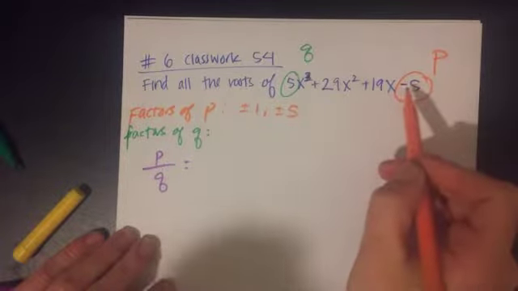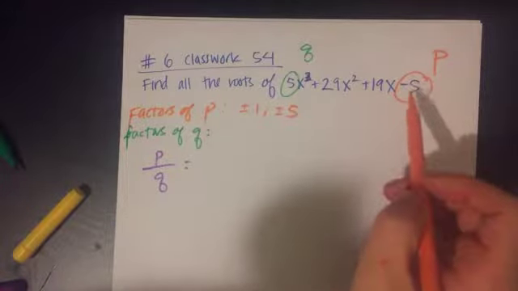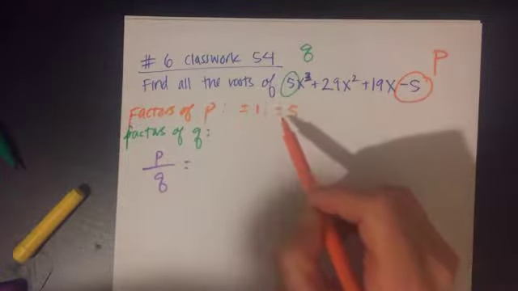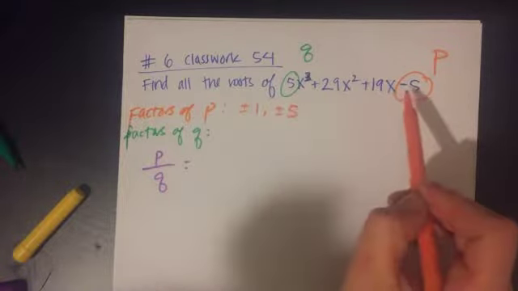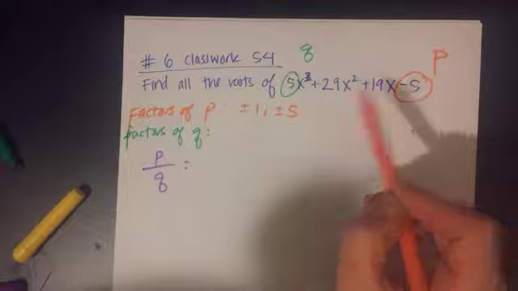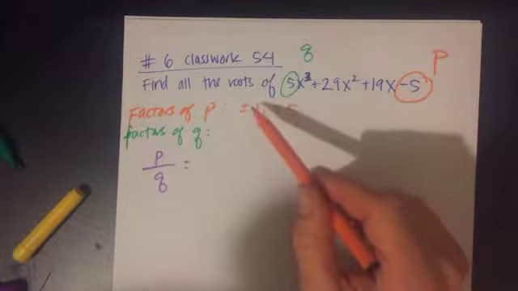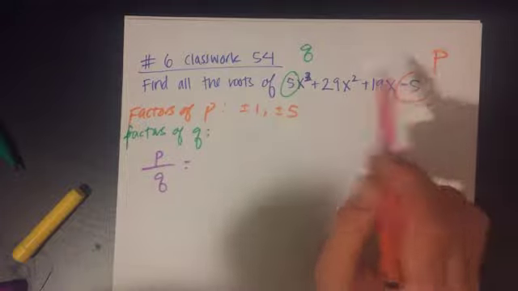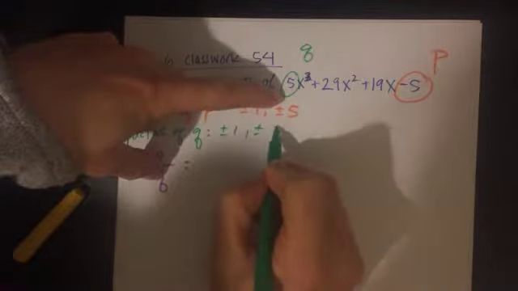A lot of you in class weren't sure if the negative affected anything. It doesn't, because think about it. 1 times negative 5 is negative 5. Or you could do negative 1 times positive 5 is negative 5. Or negative 1, positive 5, positive 1, negative 5, etc. So being negative doesn't affect it. Same thing's going to be for this one. So I have plus minus 1, plus minus 5.